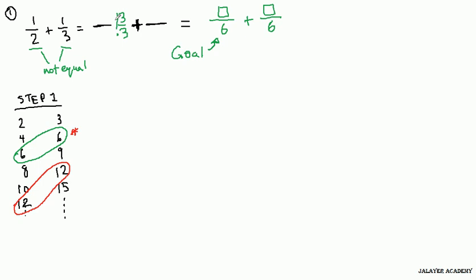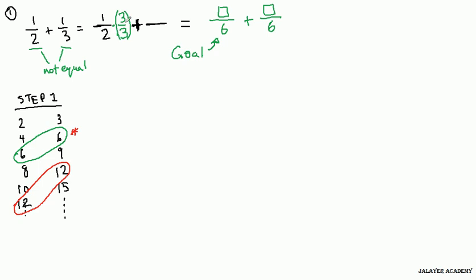And I'll write this like this. And I'll put a little dot here, which is indicating that we're multiplying the original fraction, 1/2, by 3/3. Okay? Why do we multiply by 3/3 again?